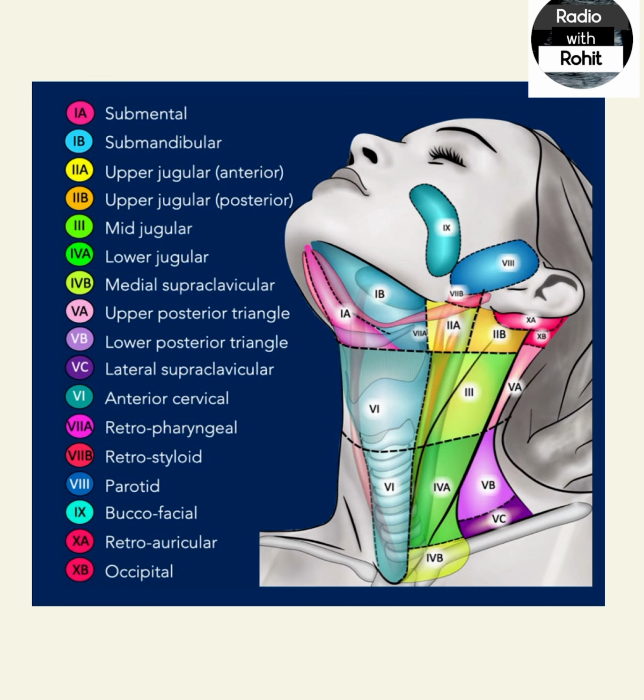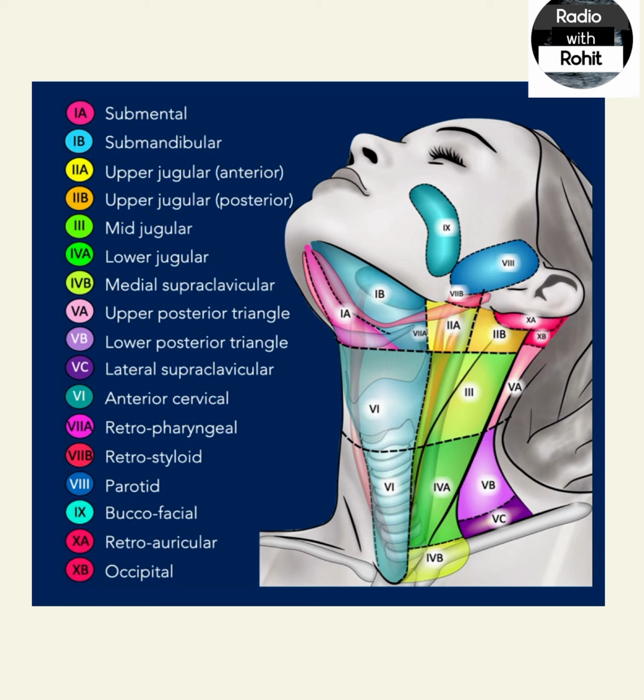Now we'll move on to the anterior triangle, which is given the name level 6. Level 7A is retropharyngeal. We will discuss it later. Level 7B is retrostyloid. This space is next to the parotid gland, and the lymph node levels of the parotid gland are given the name level 8. 9 is the buccofacial level. 10A is the retroauricular and 10B is occipital.